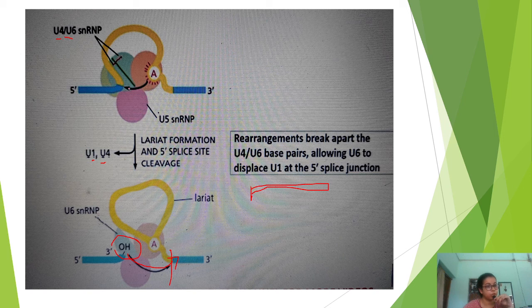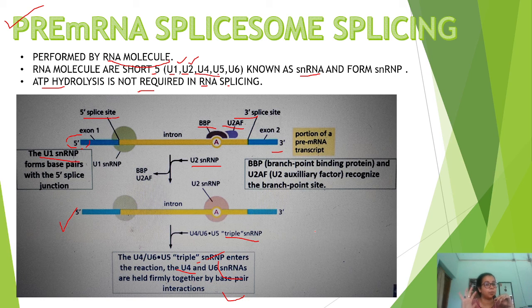As a result, this bond breaks, and the 3' OH end of the 5' end forms a nucleophilic attack on the 3' splice site, as a result of which this intron, this yellow portion, is completely removed and the exons are joined. So this process is completely done by these five types of short RNA. This process is known as pre-mRNA spliceosome splicing. Hope you are clear with this.